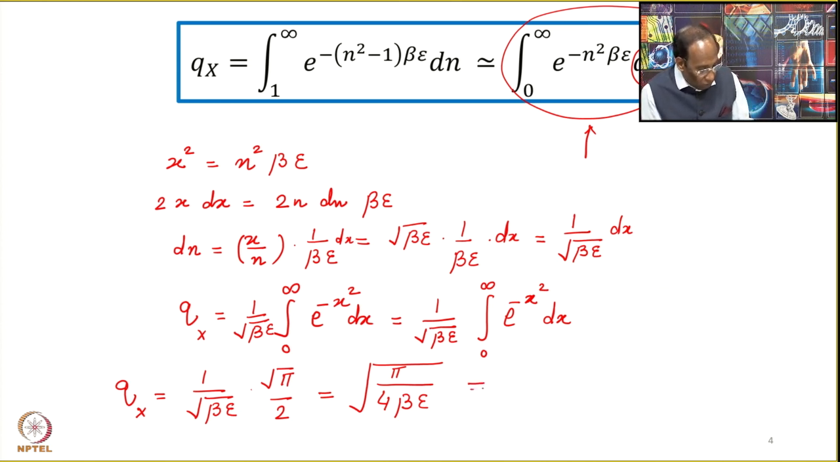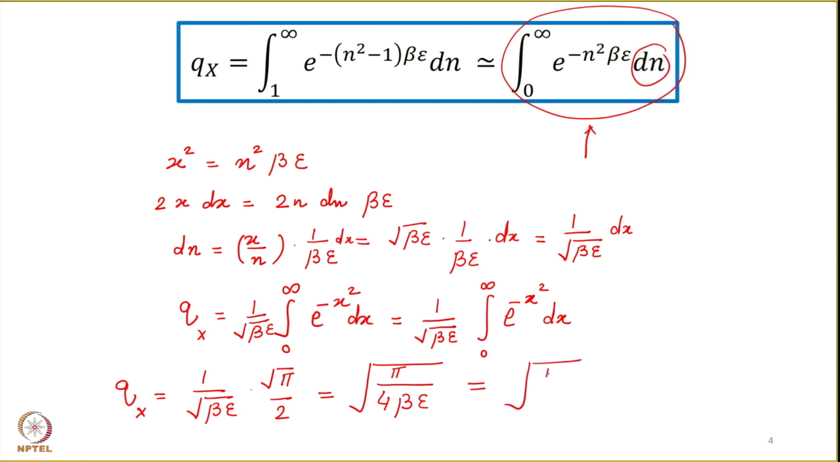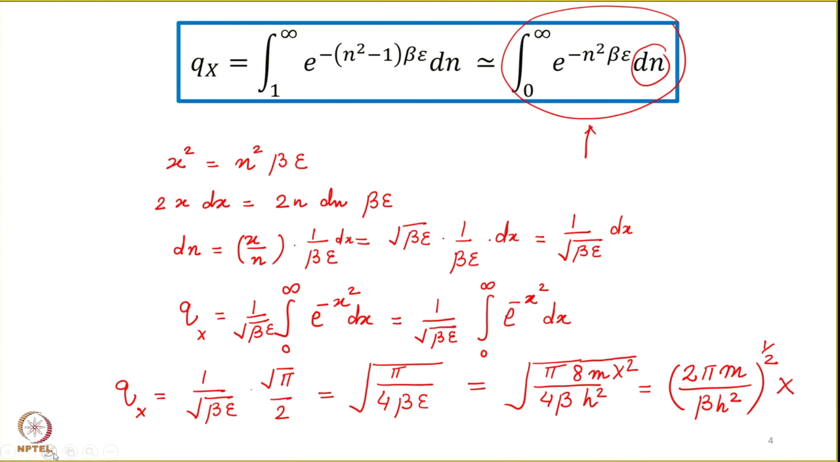Now what is this equal to? Root pi by 4 beta, and e was h square over 8 m x square. This was e. What we have here is (2 pi m over beta h square) raised to the power half, and let me take out x. It's a very simple derivation.